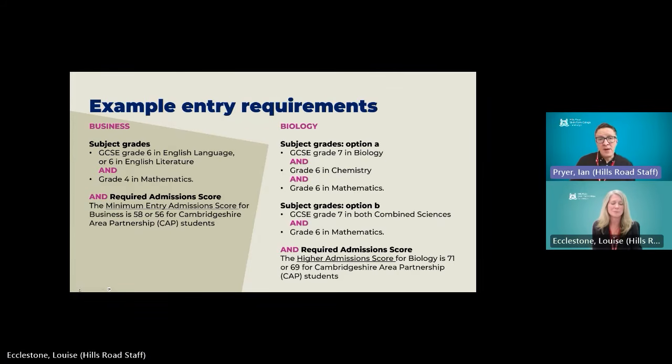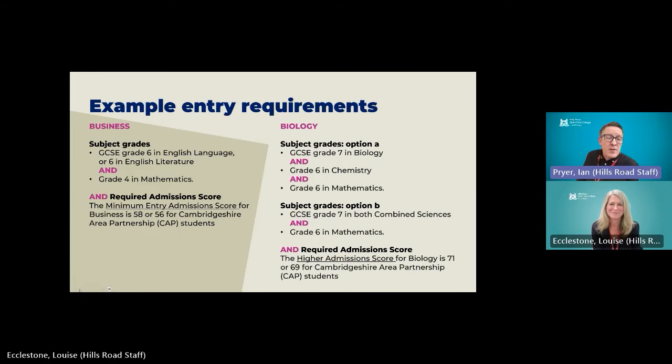That's right. So if we start with business, which was a subject that I taught in the past when I joined the college, in terms of the subject-specific requirements, we'd be looking for students studying A-level business to have a 6 in English language and/or English literature. That's because there's a fair amount of written work involved in the business A-level in terms of answering the questions in the assessment. And then we also ask for a grade 4 in maths, because it's surprising to learn that business does contain quite a bit of maths.